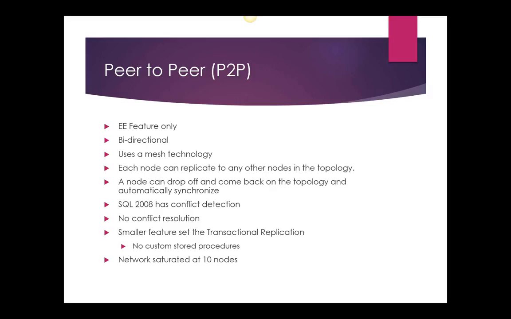So if 2 changes occur, originator ID of one change is 1, originator of another ID is 2, the change from 1 will be the one that will persist throughout your topology. It is a smaller feature set than transactional replication. For example, it doesn't support identity ranges well. No custom stored procedures, no custom replication stored procedures. There's other things as well. But those are the major 2 problems with peer-to-peer, the reduced feature set of peer-to-peer.